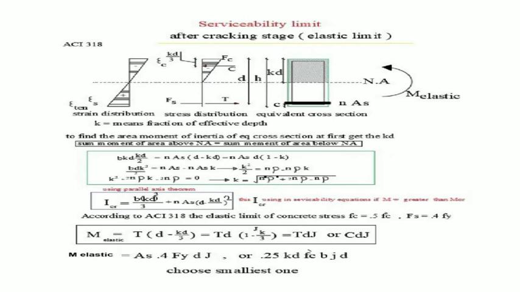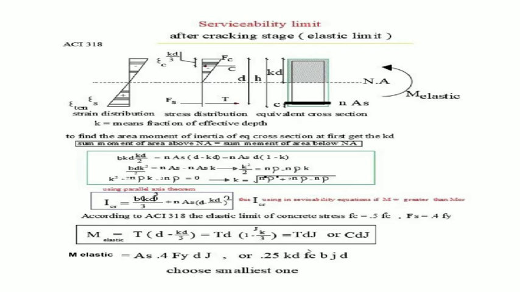It's something between I cracked and I gross of the cross section. We use it in the deflection calculations. So to find M elastic, we have to use the equation M equals T times (d minus kd divided by 3), which is the distance from the tension force to the compression force.